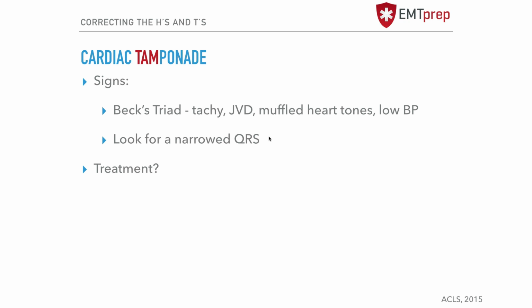Treatment for this is going to depend on your local protocols, and most often we're going to be treating with some fluids, making sure that we get the BP in a stable zone right around 90 systolic. We'll be checking heart tones as well as providing supplemental oxygen and getting them to the hospital as quickly as possible.